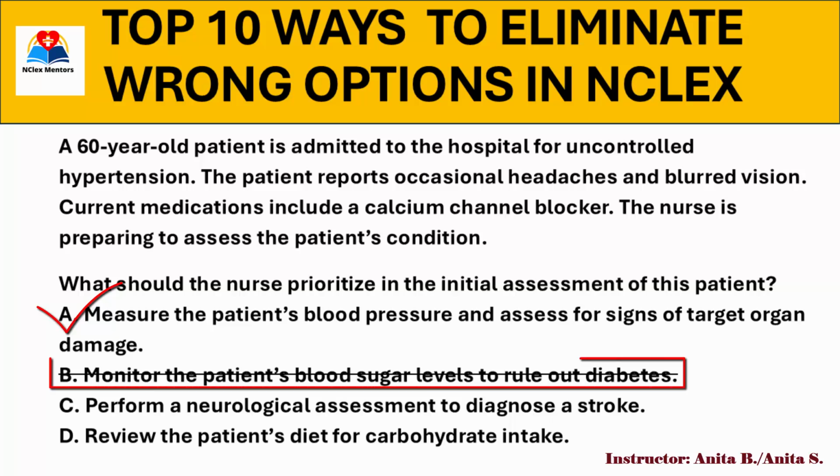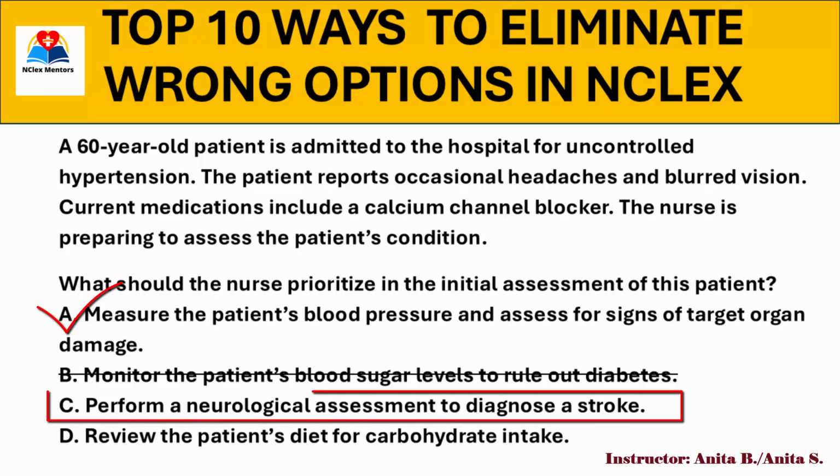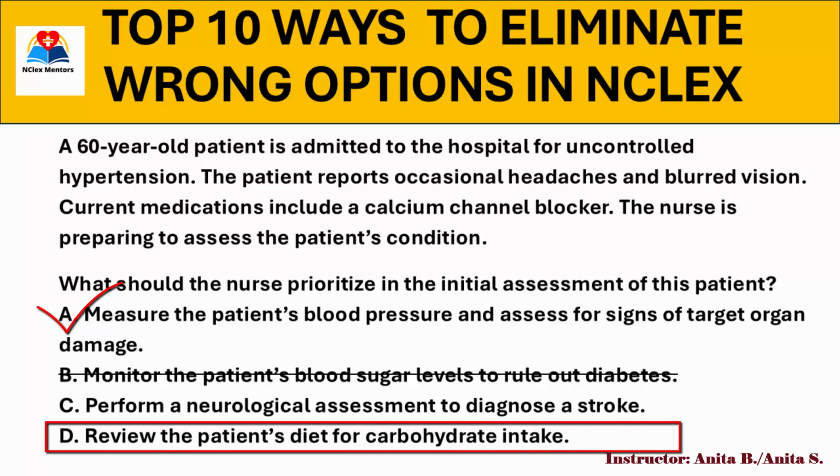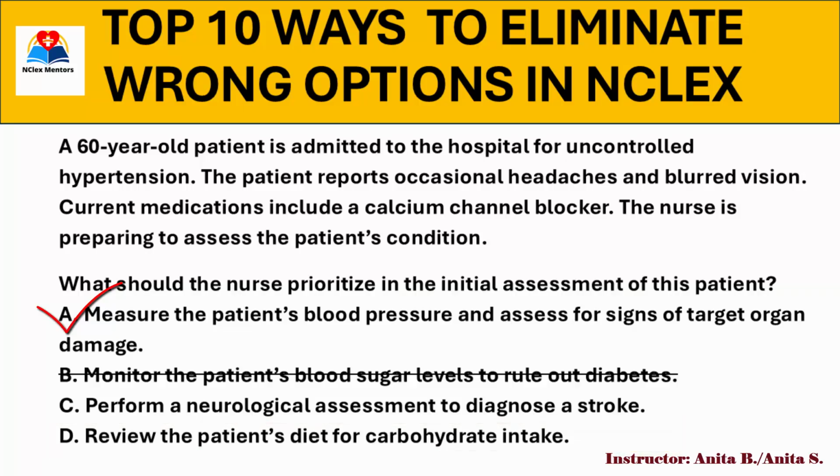Monitor the patient's blood sugar levels to rule out diabetes. This is not correct. Although diabetes can coexist with hypertension, this is not directly relevant to the scenario unless specified. The focus should remain on the immediate condition of hypertension. Perform a neurological assessment to diagnose a stroke. This is not correct. While a neurological assessment may be part of broader care, nurses do not diagnose stroke. Additionally, there's no indication of stroke symptoms in this case. Review the patient's diet for carbohydrate intake. This is not correct. Diet review may be helpful in long-term management of hypertension, but it is not an immediate priority in this acute scenario.